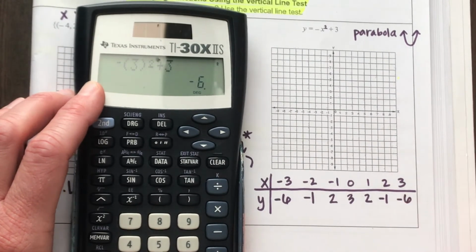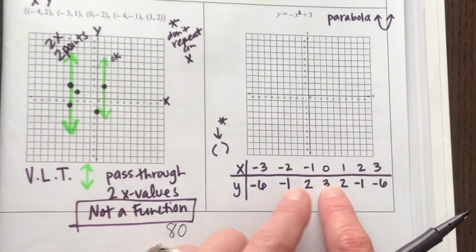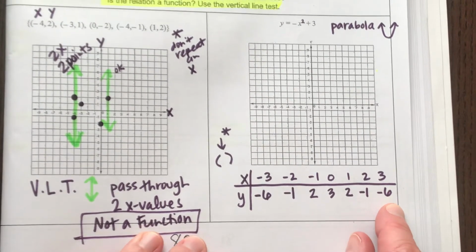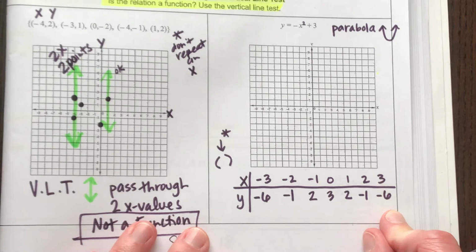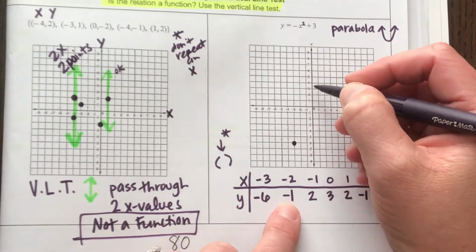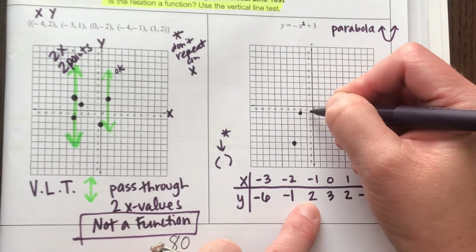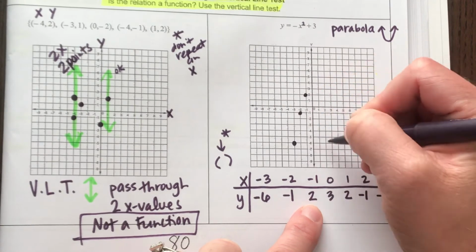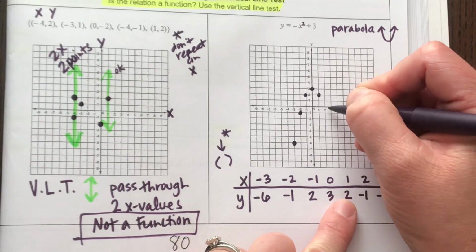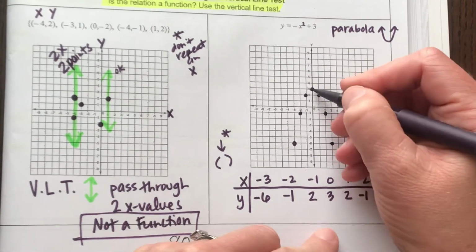I'm also going to go back and plug in a 3. And I get -6. I actually noticed there's a pattern here that from the 3 it goes 2 and then -1 and then -6. I see there's some kind of pattern here. So let's see what happens when we graph it. So (-3, -6), (-2, -1), (-1, 2), (0, 3), (1, 2), (2, -1), and (3, -6). Oh, I see it now.